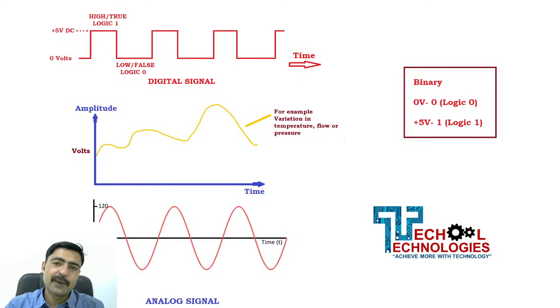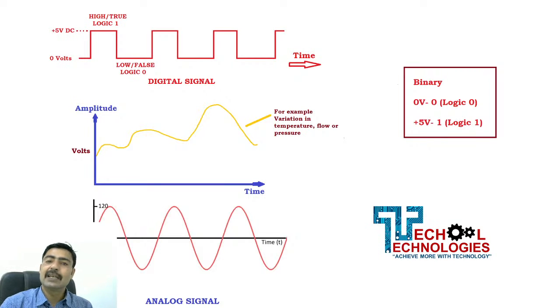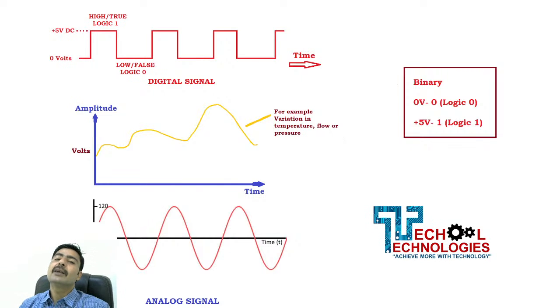And one of the best examples I would like to tell you is the simple switch in your house. When you turn on your light, what do you do? You simply turn it on or turn it off. Is there anything else other than that? No, there is no other position in the switch. There are only two positions, on and off. True or false, high or low, 5 volt or 0 volt. So what is digital? Digital signals are signals which are based on only two conditions.